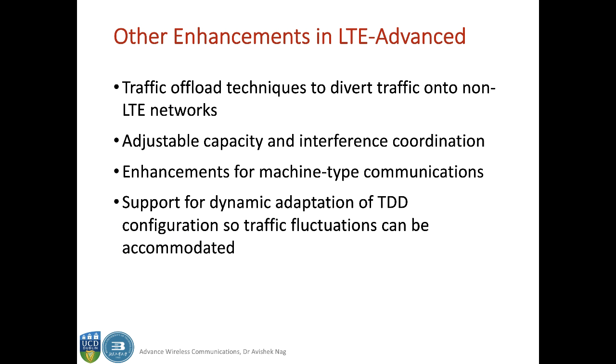Okay, and then there are several other enhancements in LTE Advanced. So you can have traffic offload techniques to divert traffic onto non-LTE networks, for example from your LTE network to the wireless LAN if you are inside a building with wireless LAN functionality. Then adjustable capacity and interference coordination, enhancements for machine type communications, and then support for dynamic adaptation of TDD configurations so that traffic fluctuations can be accommodated, and many more. Okay.